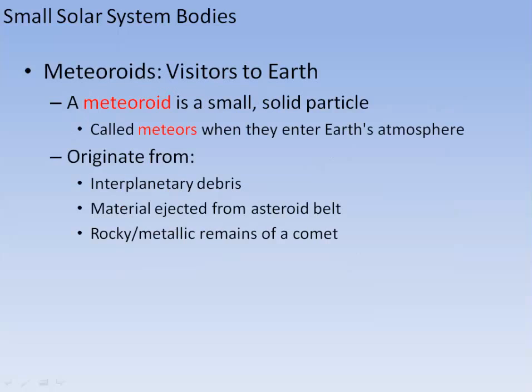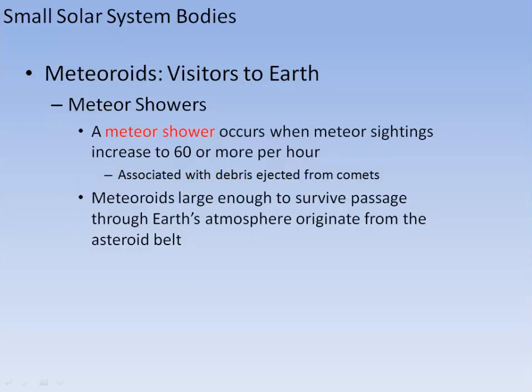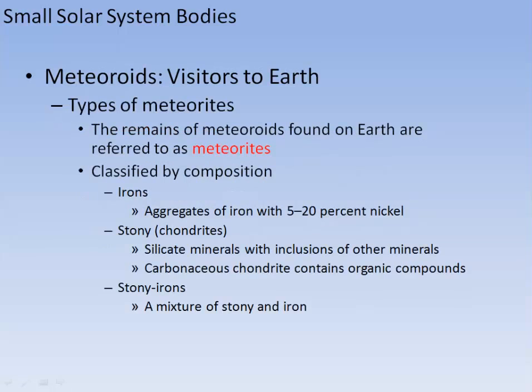Meteoroids. A meteoroid is a small solid particle; they are called meteors when they enter the Earth's atmosphere. They originate from interplanetary debris, material ejected from the asteroid belt, and rocky metallic remains of a comet. Meteor showers. A meteor shower occurs when meteor sightings increase to 60 or more per hour, associated with debris ejected from comets. Some meteoroids are large enough to survive passage through the Earth's atmosphere, originating from the asteroid belt.